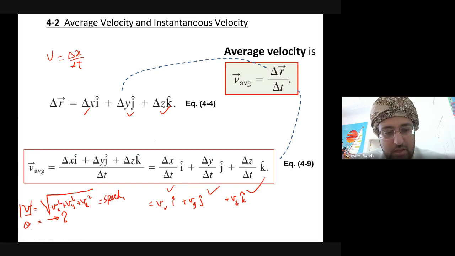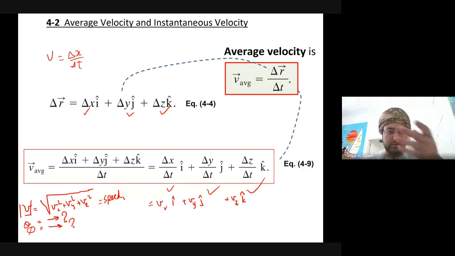I can find my angles and put them in. Now in X, Y, Z, it's a bit difficult, but we are going to do problems where we're only dealing with X and Y.